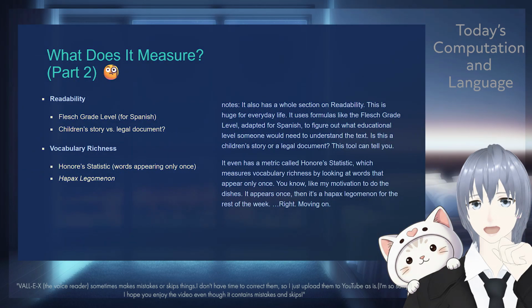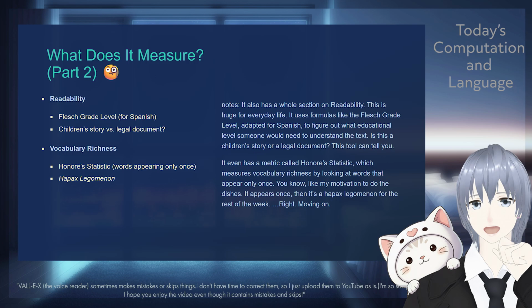It also has a whole section on readability. This is huge for our everyday life. It uses formulas like the Flesch Grade Level adapted for Spanish to figure out what educational level someone would need to understand the text. Is this a children's story or a legal document? This tool can tell you. It even has a metric called Honoré's statistic, which measures vocabulary richness by looking at words that appear only once. Kind of like my motivation to do the dishes. It appears once, and it's a hapax legomenon for the rest of the week.